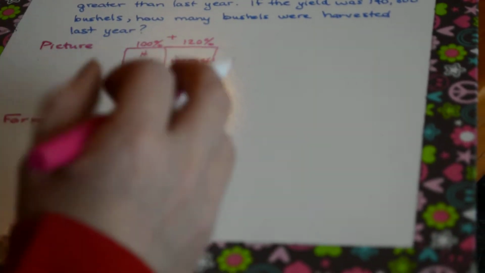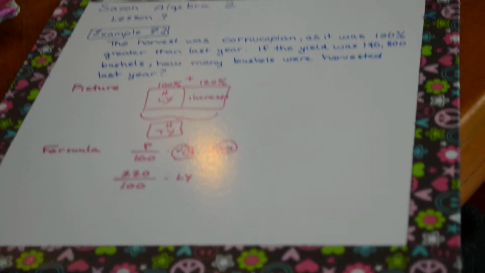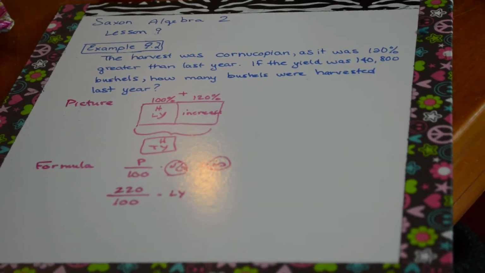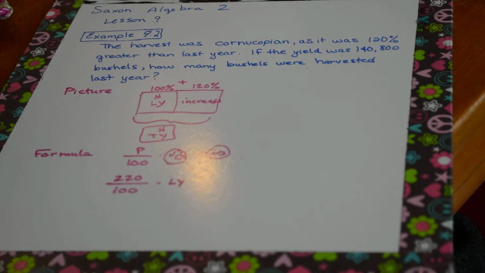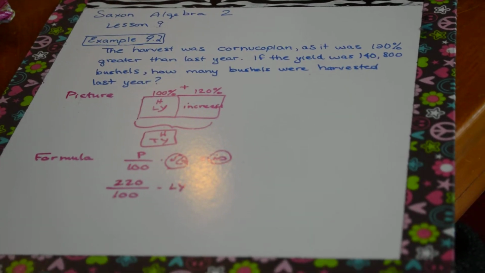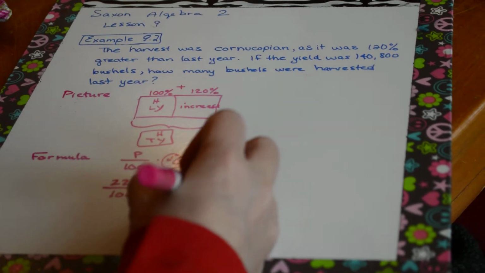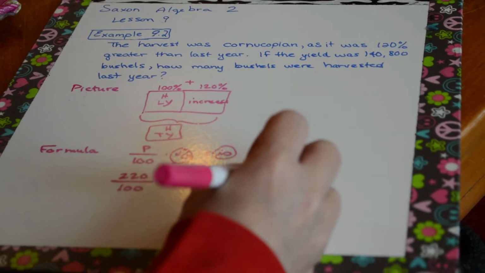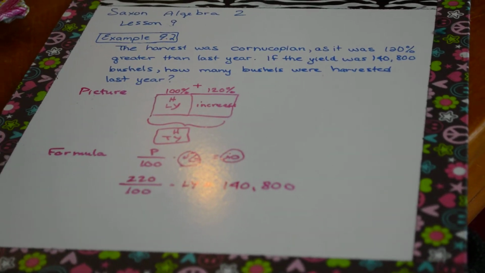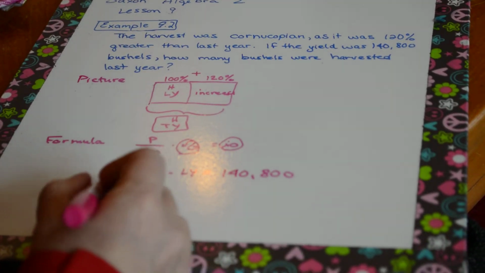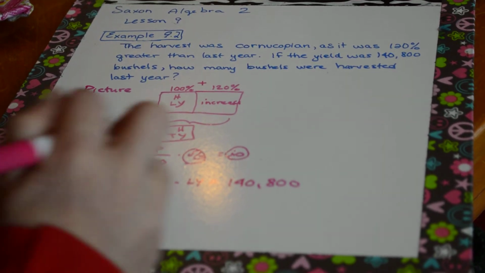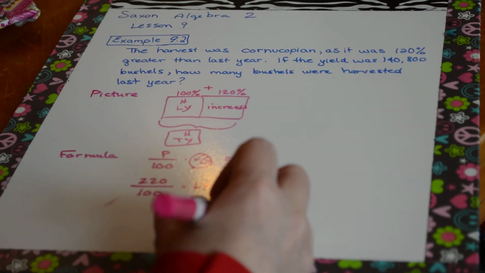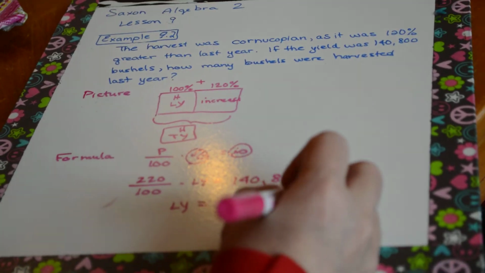Sometimes when you're trying to figure out which one is your of and which one is your is, you just have to start talking about it out loud and see where, if you were to say it in a sentence, your of and your is would be, and what you are really talking about. So I have 220% of last year's harvest is 140,800. And then all I'm going to do is multiply both sides by 100 and divide both sides by 220, and I get last year's harvest is 64,000 bushels.